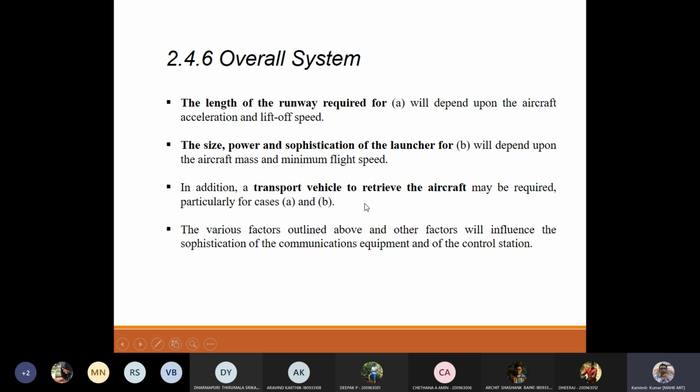Third is the transport vehicle to retrieve the aircraft. Sometimes your transport vehicles are running, and then the aircraft tries to land on that type of platform. So the whole motion is going to transfer to your transport vehicles, correct? That depends on the testing, how this works. Most of the military aircraft are tested on the highway side because they are looking for some way to land when a runway is not there.